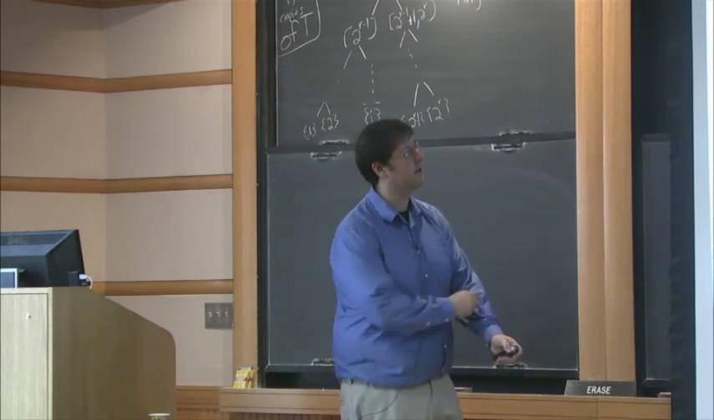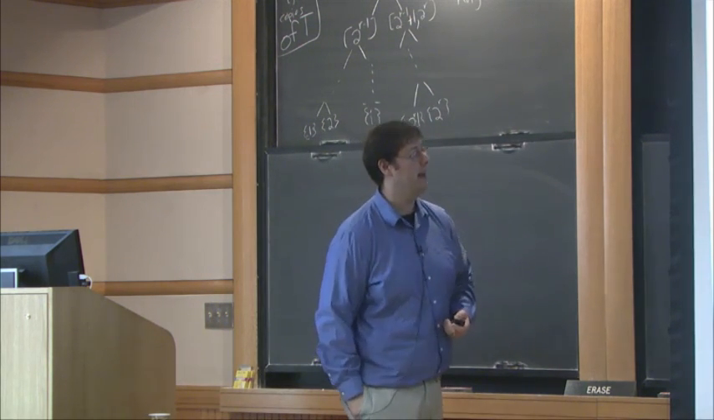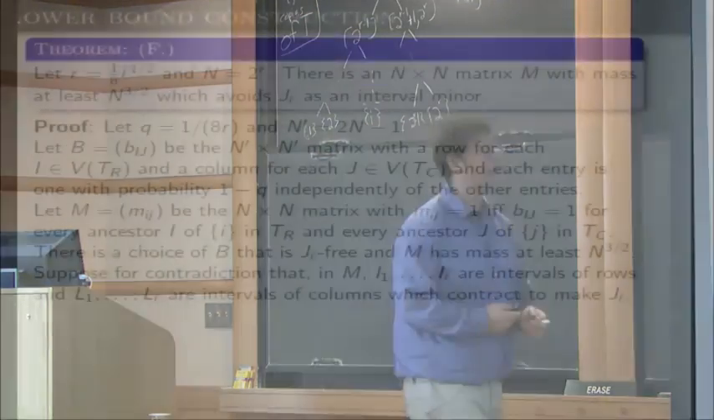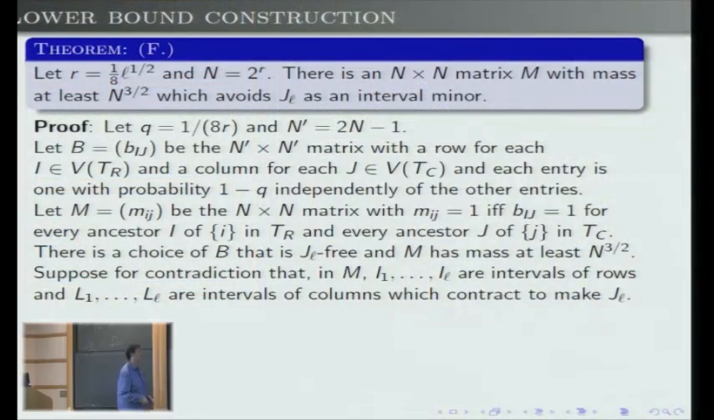OK, great. And then to finish the proof, we have this B. Suppose for contradiction that M contained a JL interval minor. What that means is, so here's our M. There's going to be intervals of rows.